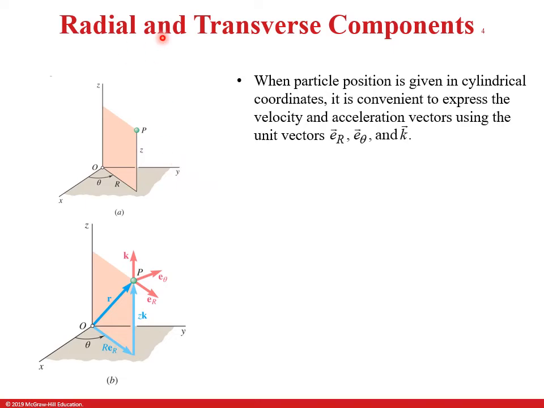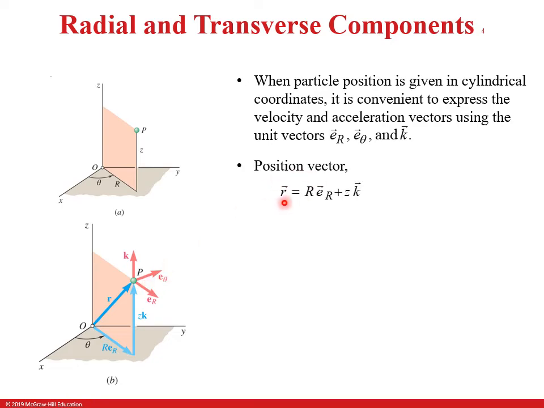Okay, so radial and transverse components. When a particle position is given in cylindrical coordinates, it is convenient to express the velocity and acceleration vectors using the unit vectors E capital R, E theta, and K, where the capital R is now still our radial direction, but now we're talking about cylindrical coordinates. E theta is very similar to what we just did with normal, tangential, and binormal. Only a little bit different, but this is the best way to expand these into three-dimensional components.